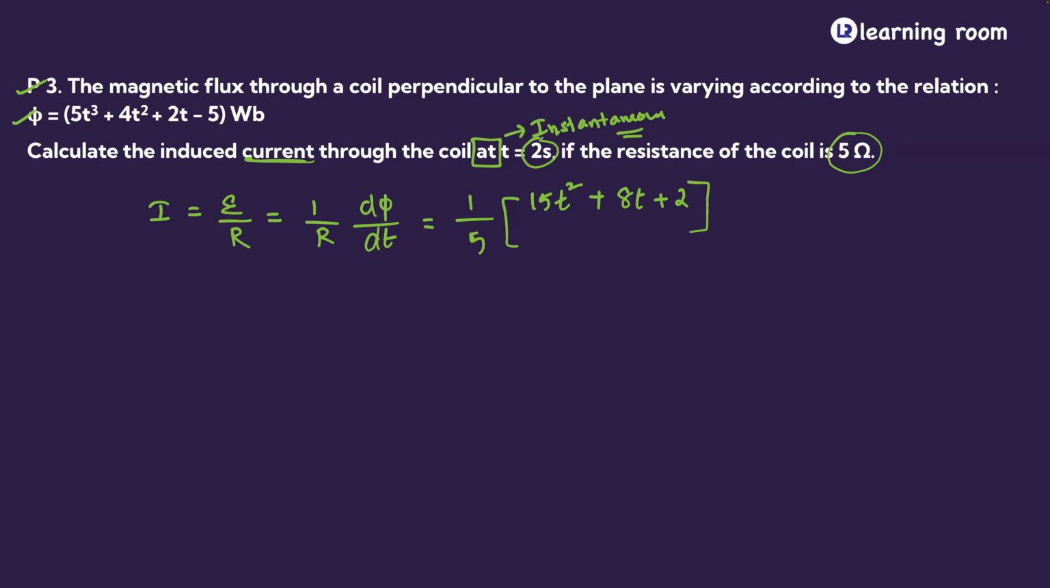So current induced at 2 seconds. Current itself is going to be a function of time. So what are we supposed to find? We need to find I of 2. So what is I of 2? It is going to be 15 into 4, 60, plus 2 into 8 is 16, plus 2, the whole divided by 5. So this will come out as 78 divided by 5.